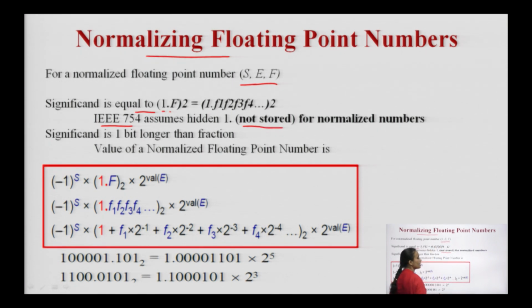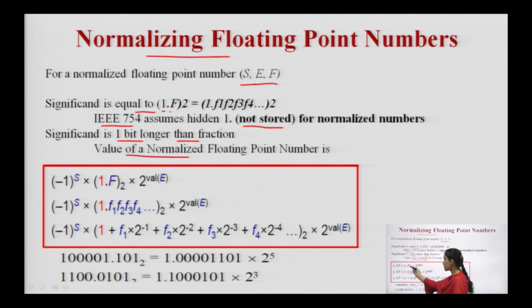For this normalized number, we will consider the number written in the fraction part only. So, the significand is 1 bit longer than the fraction because it carries 1 bit before the decimal, and the value of a normalized floating point number is represented as (-1)^s × 1.fraction base 2 × 2^(value of e). How we calculate this value using bias, we will discuss now.